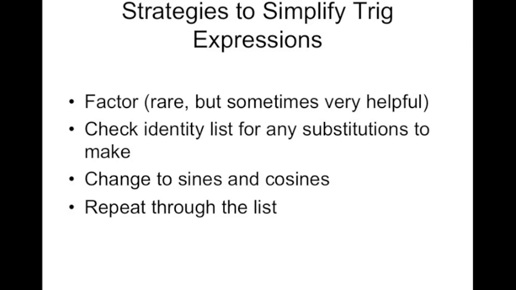Those are our 3 main strategies, but it's not like step 1, check, step 2, check, step 3, check, and you're done. Sometimes, after you, for example, change things into sines and cosines, you might need to go back and check your identity list again, because maybe now there's something that could be substituted that couldn't before. So we kind of repeat through this list until we're done.